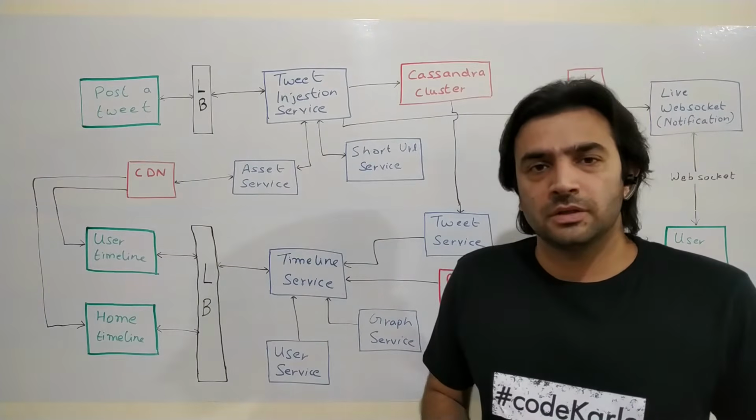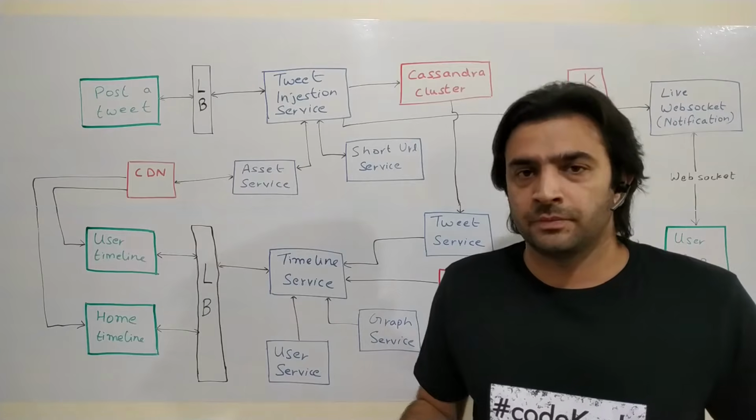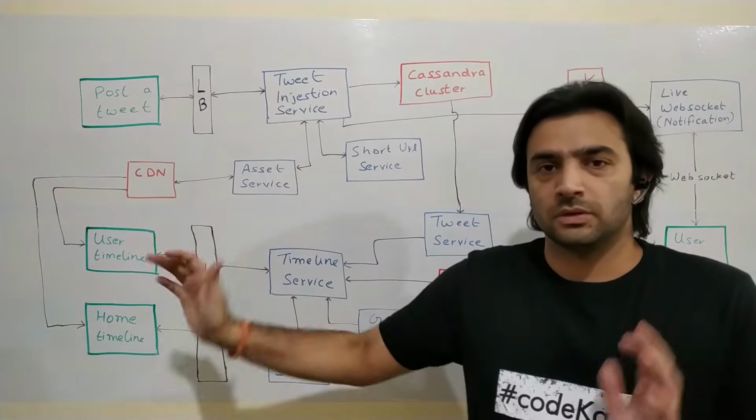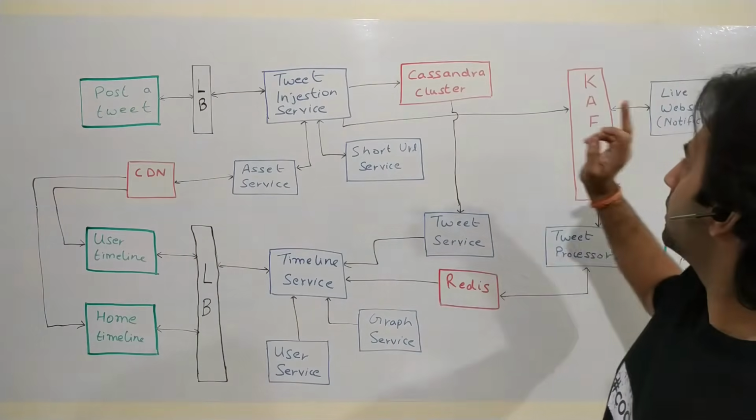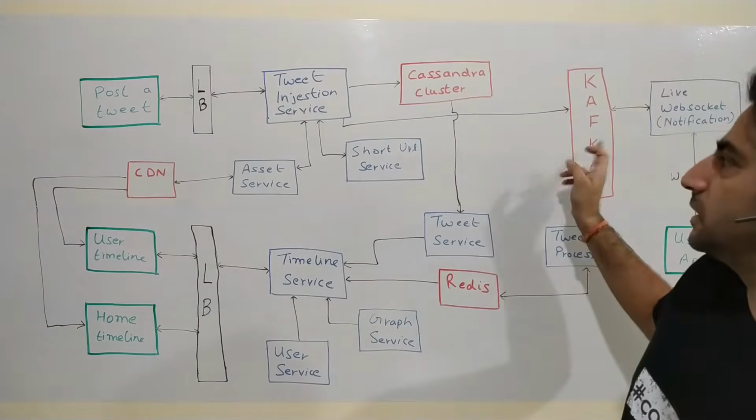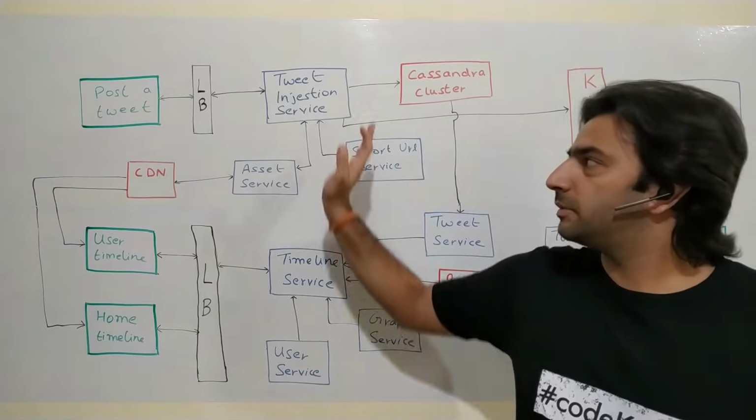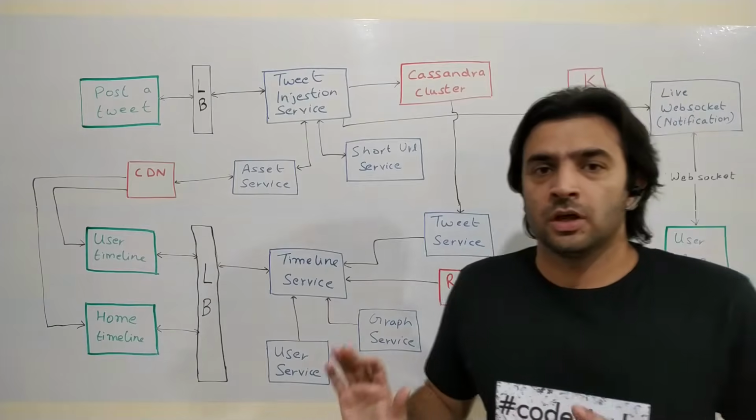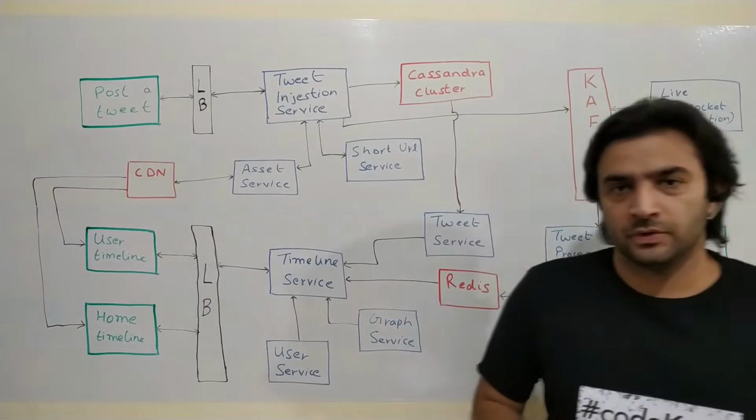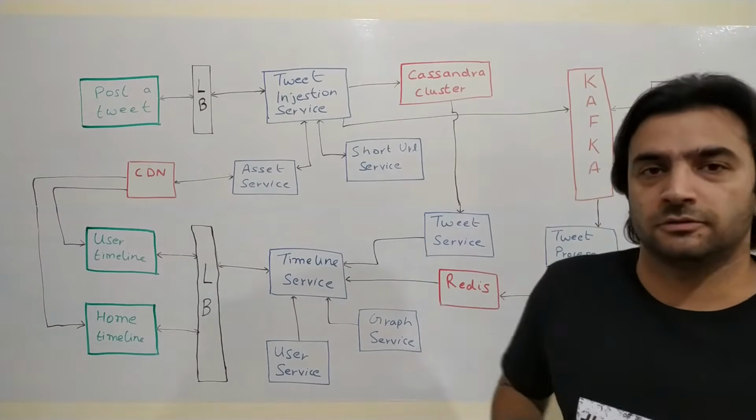It has been posted by this user ID, and this is the content. Whoever needs to do whatever, go do your job, right? So this tweet ingestion service puts this message into this Kafka, and the flow of tweet ingestion is over. So this is how we have saved a tweet. Okay. Now let's get to the other side of things.